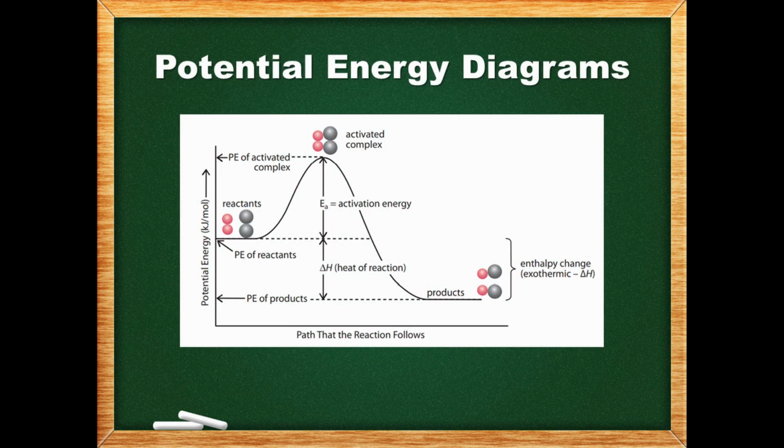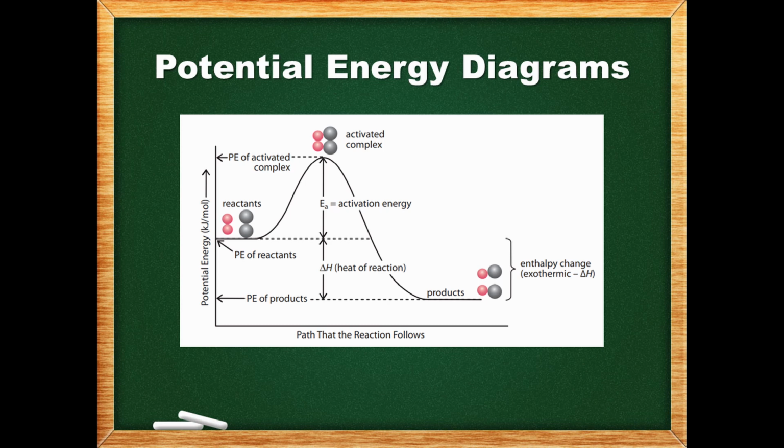When reacting molecules come together and have favorable collision geometry and kinetic energy at least equal to the activation energy, they interact to form a high-energy, unstable, transitory configuration of atoms called an activated complex. The activated complex is formed when potential energy is at a maximum and kinetic energy is minimized. This graphical representation of the energy changes taking place during a chemical reaction is called a potential energy diagram.